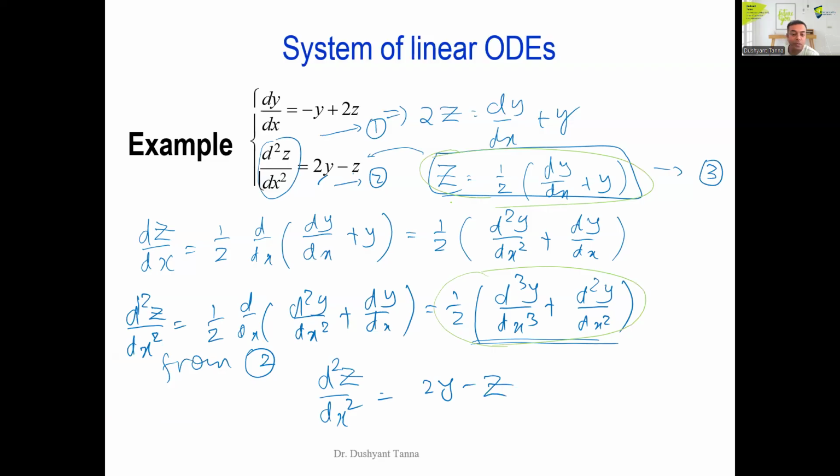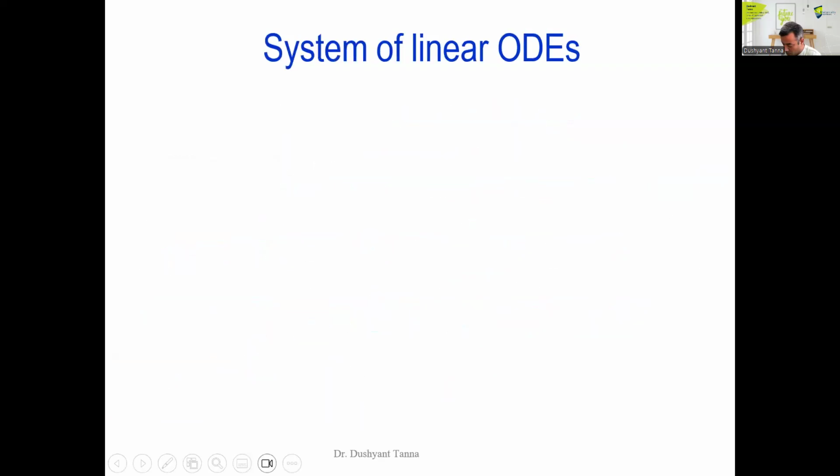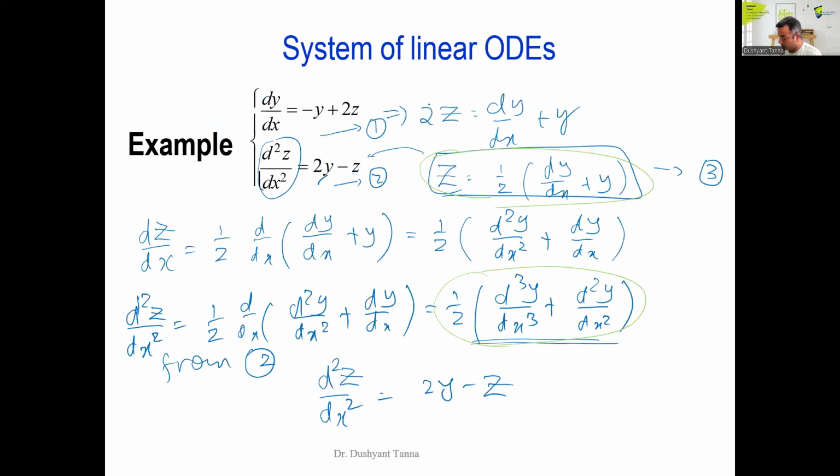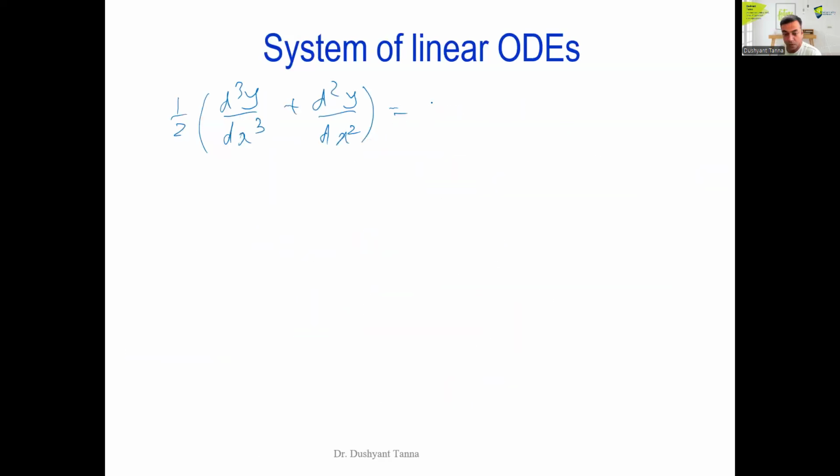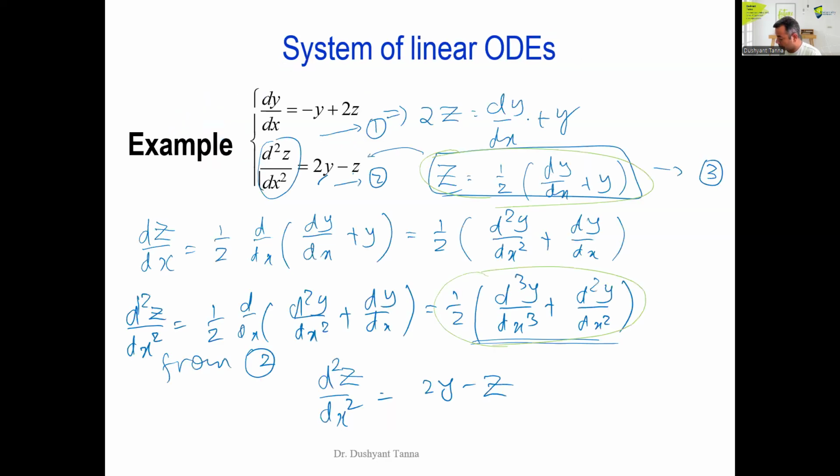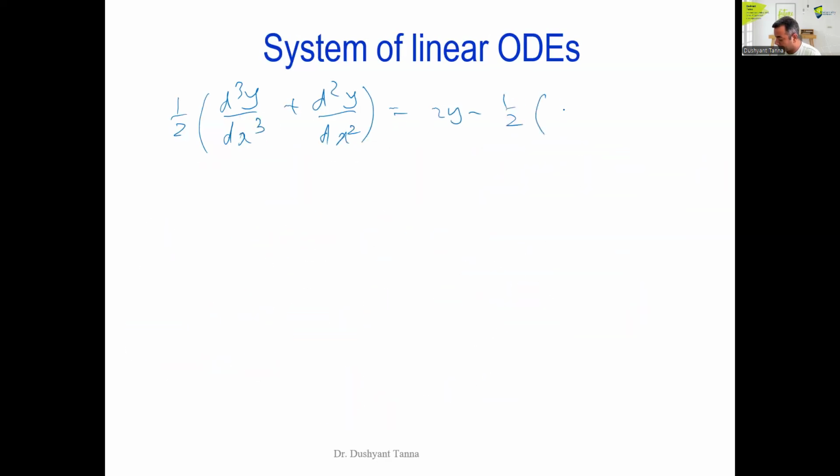As we know, we can only handle 2 variables, right? So that will be half d3y dx3 plus d2y dx2, right? If you observe, this is 2y minus z. y we'll leave as it is. z we'll replace the value from 3. So that is 2y minus half. What do we have? dy dx plus y.